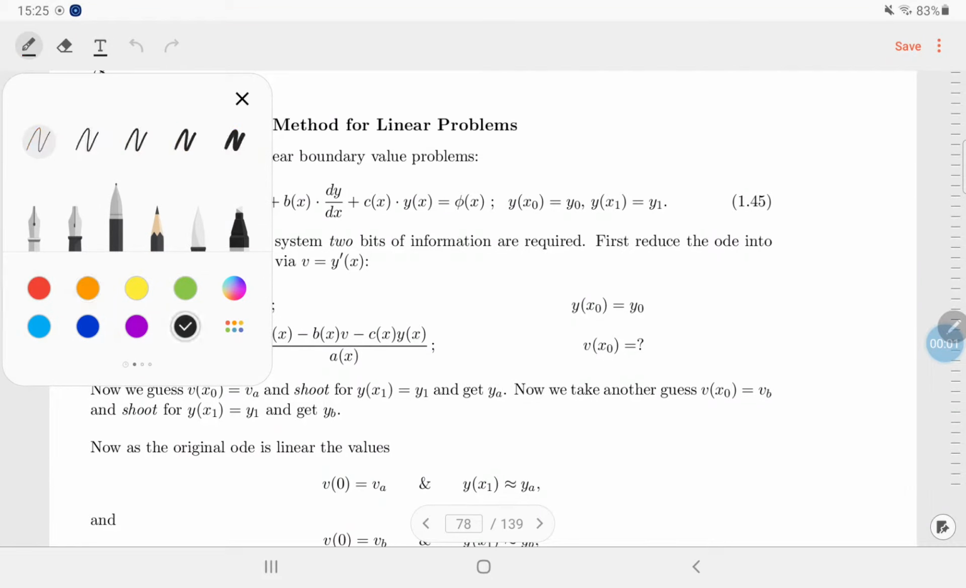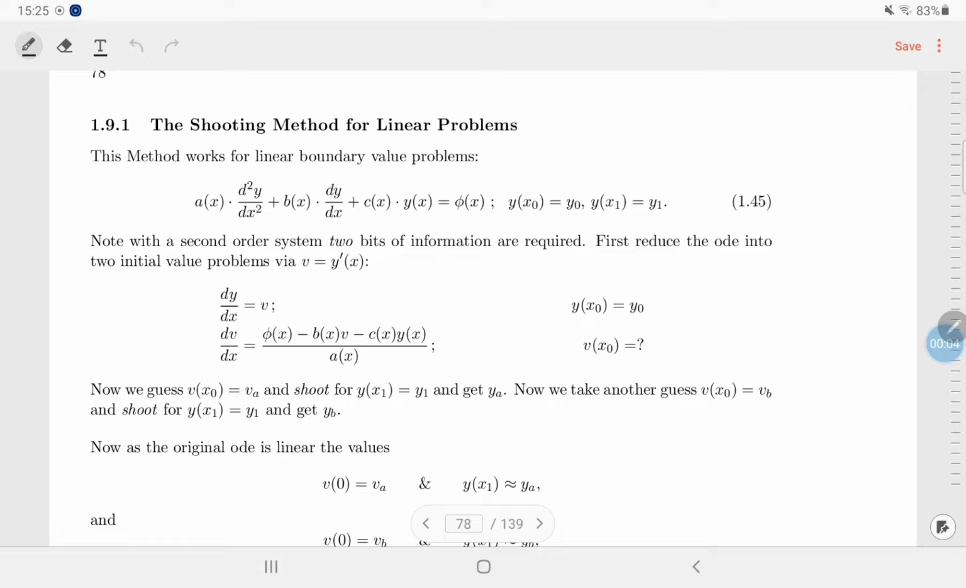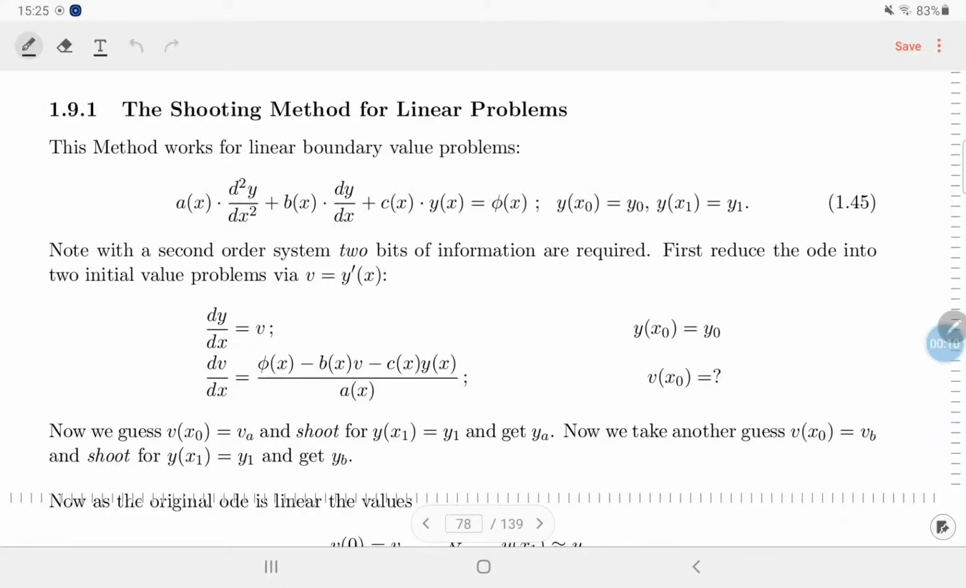Boundary value problems. So they'll have to be second order. That means that there's a second derivative, and there'll have to be two what are called boundary conditions. So you'll be interested in the value here between x0 and x1. You're only interested in the solution between these two points, and these two points are given as the boundary conditions. Okay, so with a second order system, two bits of information required.